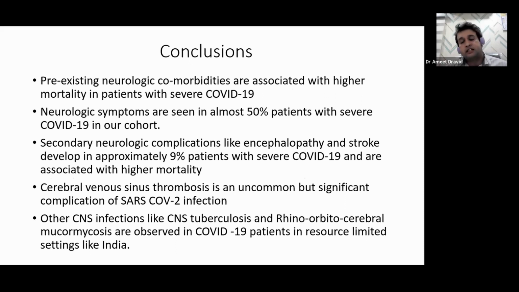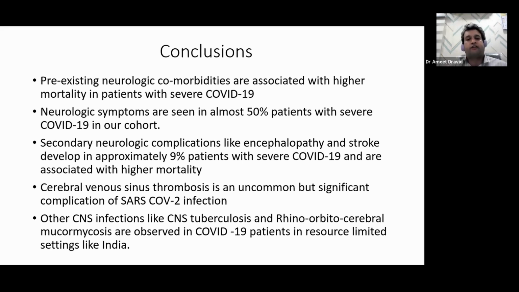Neurologic symptoms are seen in almost 50% of patients with severe COVID-19 in our cohort. Secondary neurologic complications like encephalopathy, which was most common, and stroke develop in approximately 9% of patients with severe COVID-19. Cerebral venous thrombosis, venous sinus thrombosis is an uncommon but significant complication of SARS-CoV-2 infection, and all these cases which were reported were not related to vaccination. They were all in unvaccinated individuals.